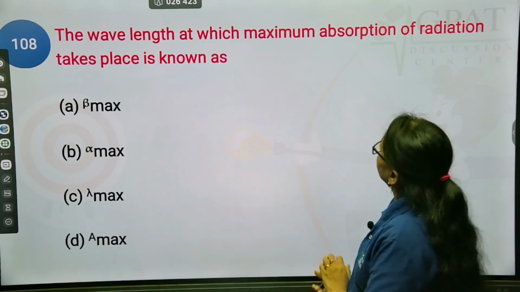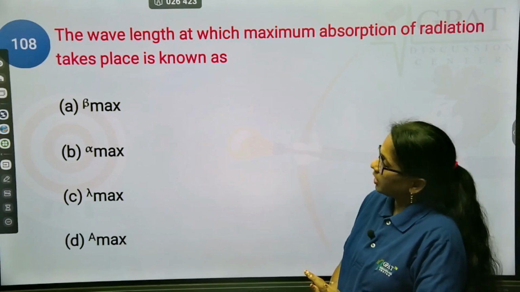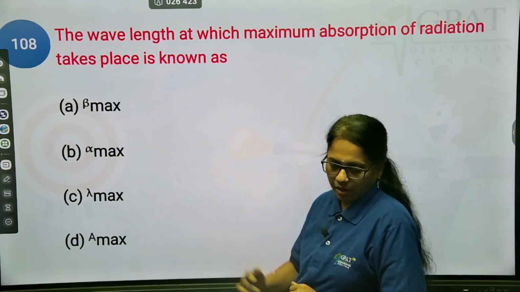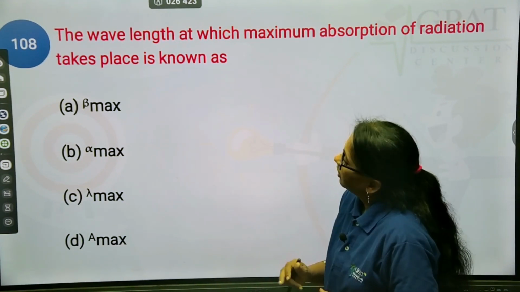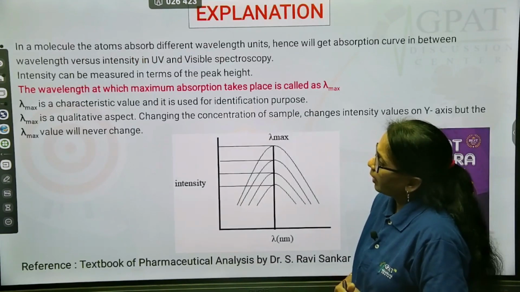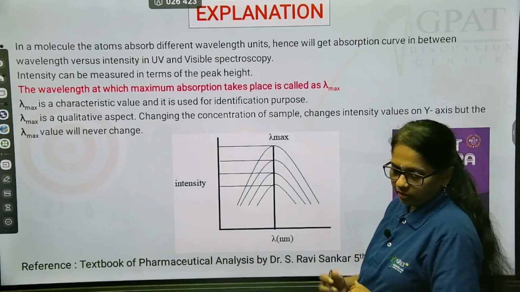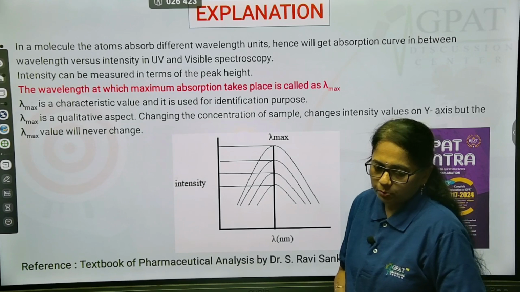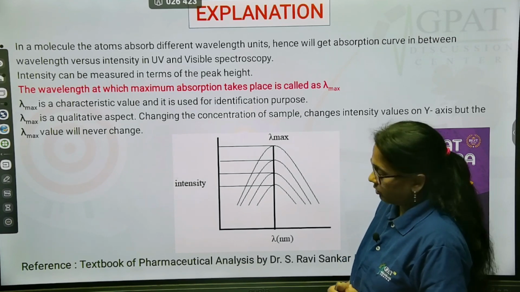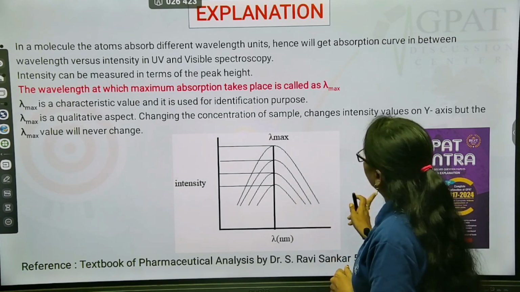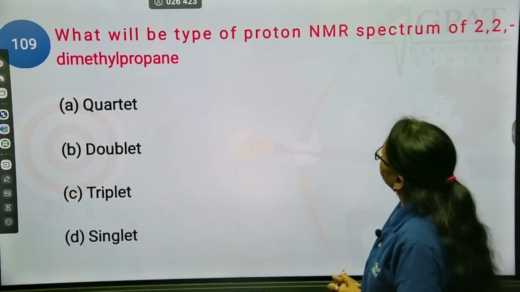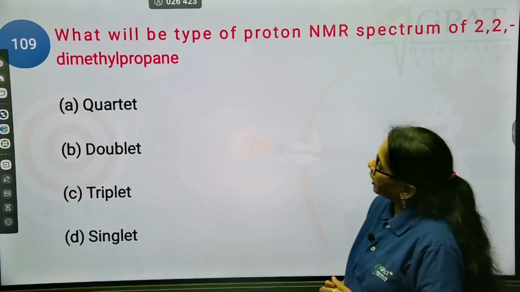The wavelength at which maximum absorption of radiation takes place. Very simple and direct, nothing but lambda max, we know that. Okay, so lambda max is going to be calculated where exactly the maximum absorbance intensity has been observed in the UV visible spectrophotometry. And next question, what will be the type of proton NMR spectrum of 2,2-dimethyl propane?